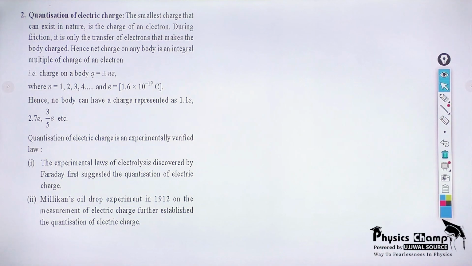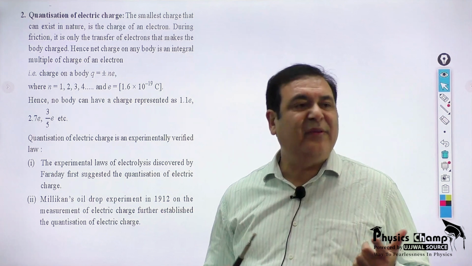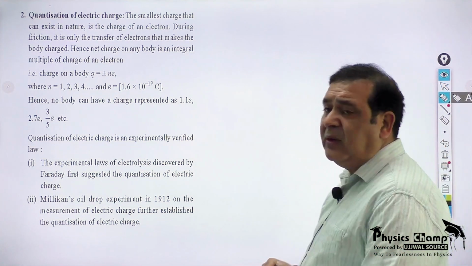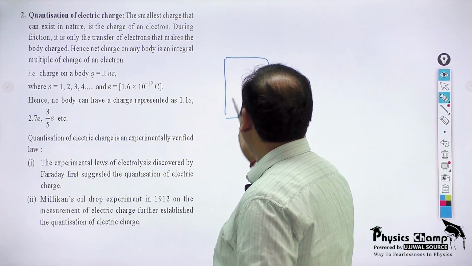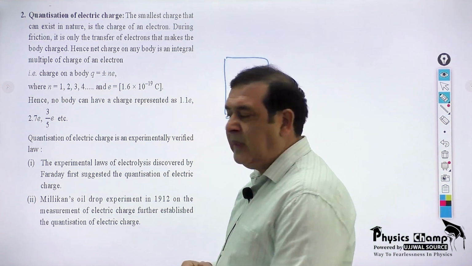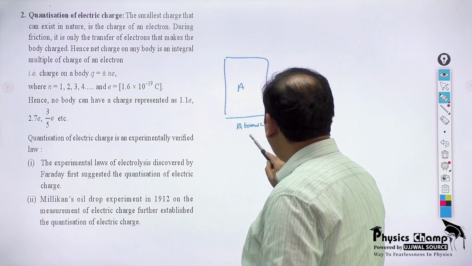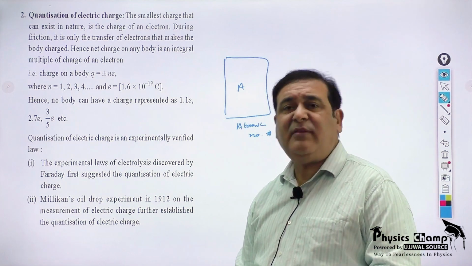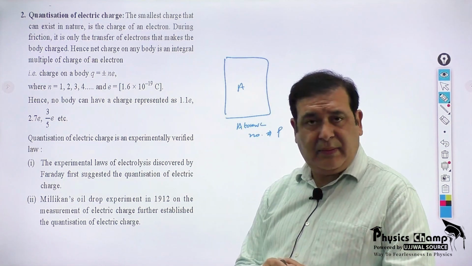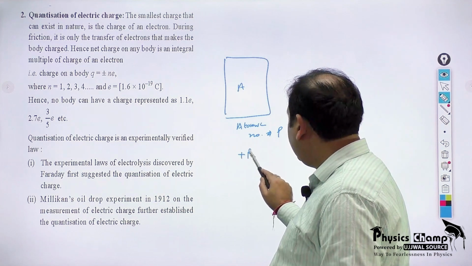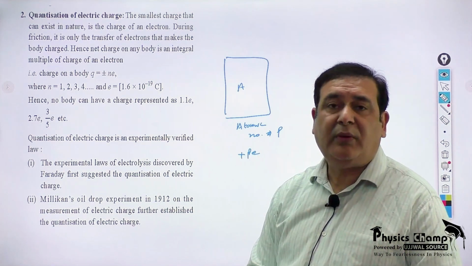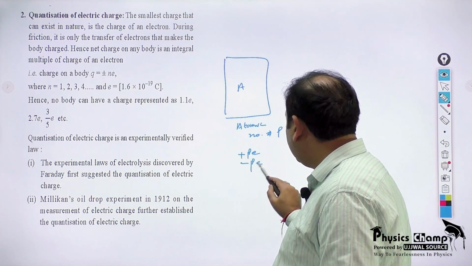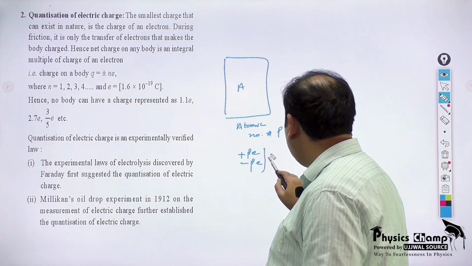So we can understand the reason behind the quantized nature of electric charge. Just think that on one side you have a body A, an insulator, and the atomic number of its atom is, say, P. So each atom of body A has a charge of plus Pe, which is the charge of the protons within the nucleus, and the electrons have a charge of minus Pe, and the net charge is 0.